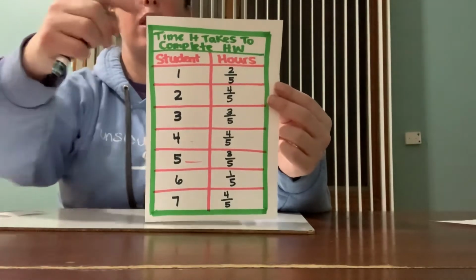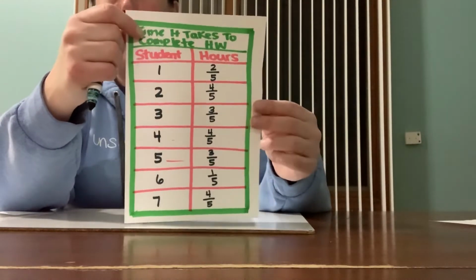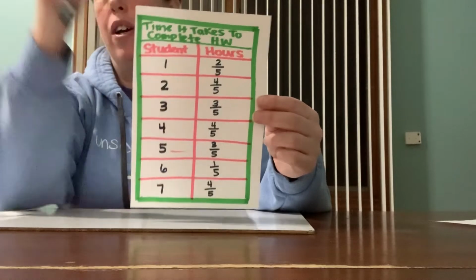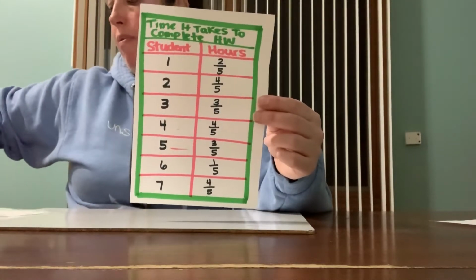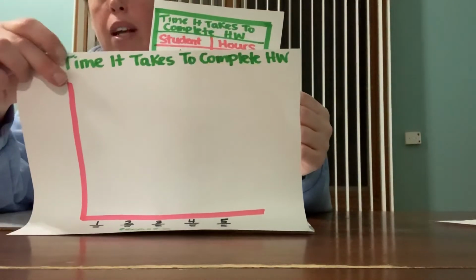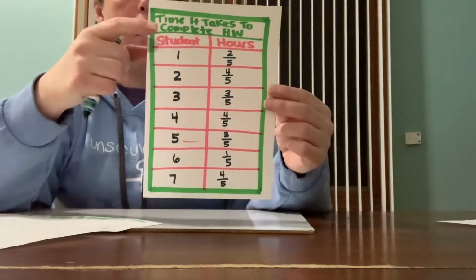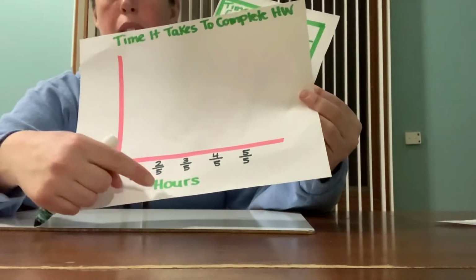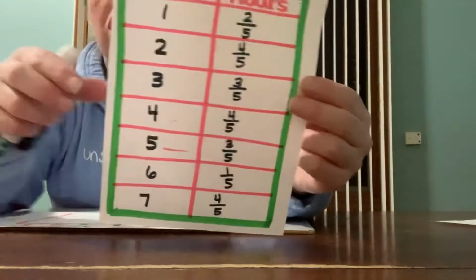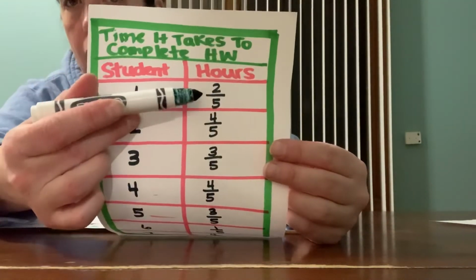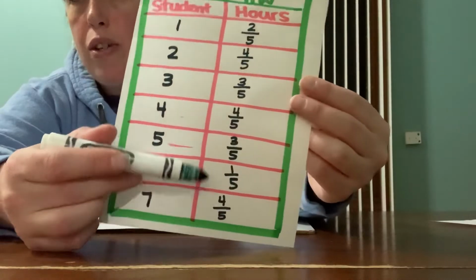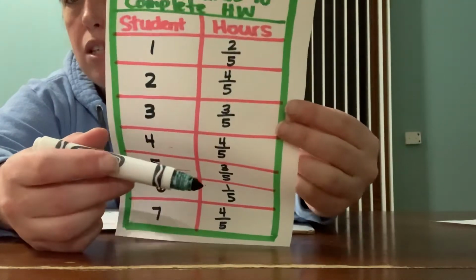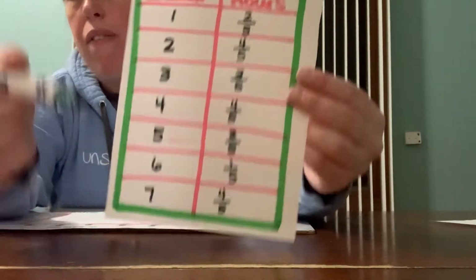So I'm gonna use this, the title of my data chart is going to be the title of my line plot. And the heading here, hours, is going to be labeled as well. Now, what fractions am I going to use? You can see everything's in fifths. So my smallest would be 1/5 to my largest, which would be 5/5, the whole.